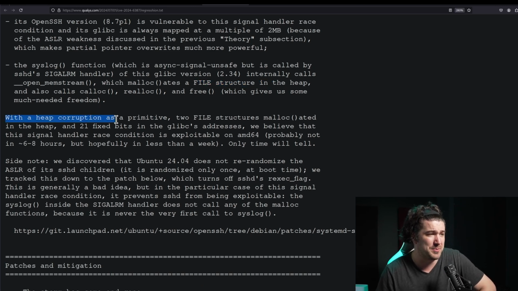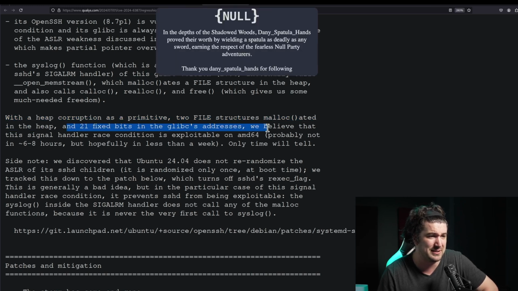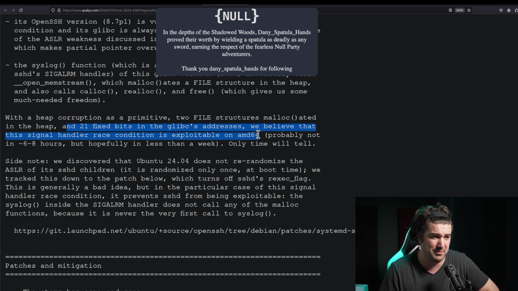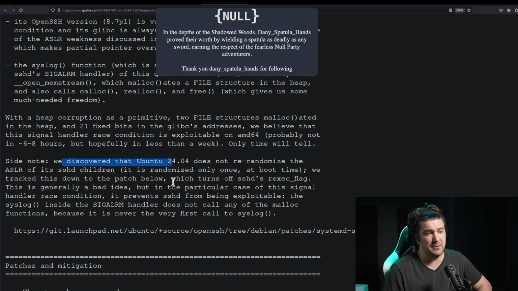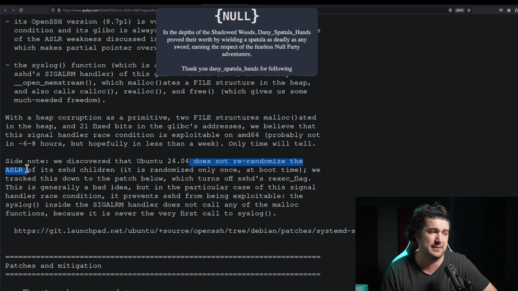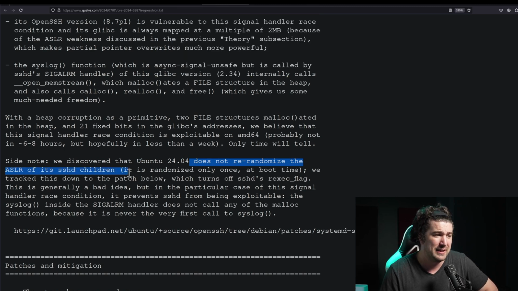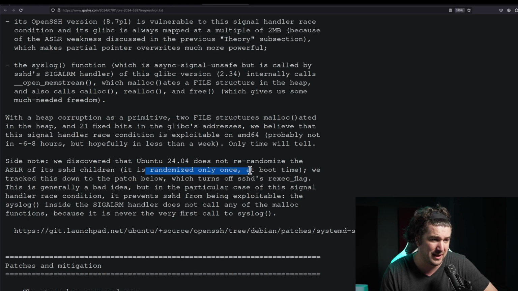With a heap corruption as a primitive, 2 file structures malloced in the heap and 21 fixed bytes in glibc addresses, we believe that this signal handler race condition is exploitable on AMD64. Probably not in 6 to 8 hours, but hopefully in less than a week. Only time will tell. Side note, we discussed that Ubuntu 2024 does not re-randomize the ASLR of its SSHD children. It is randomized only once at boot time.